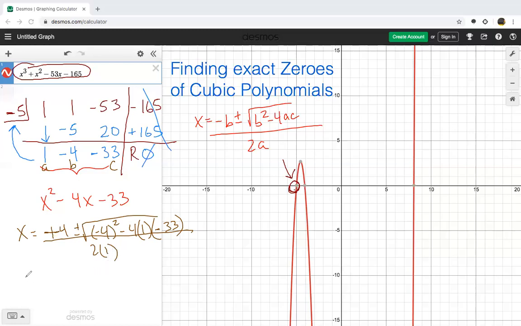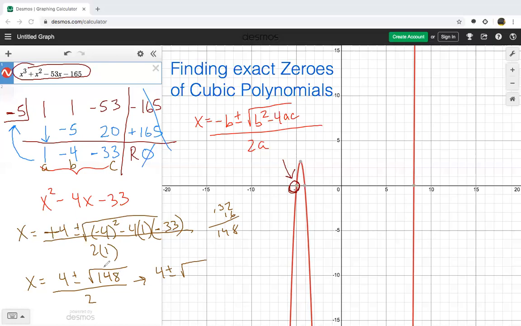Okay, so now we have x equals positive 4 plus or minus the square root. Let's see here. Negative 4 squared is 16. Negative 4 times 1 times negative 33 is 132. 132 and 16 is 148. So we have the square root of 148 all over 2. So now we'll do some simplifying. We have 4 plus or minus the square root of, let's see here.